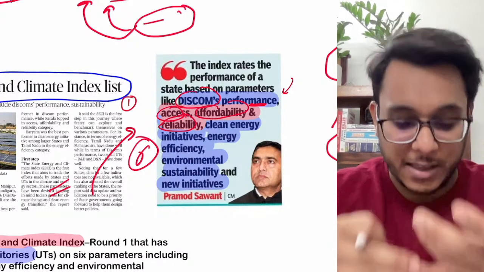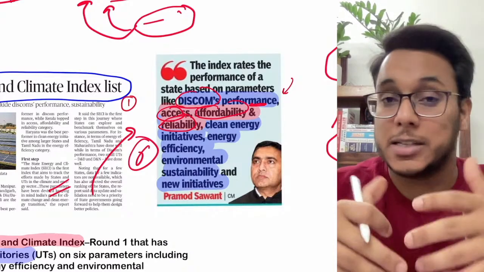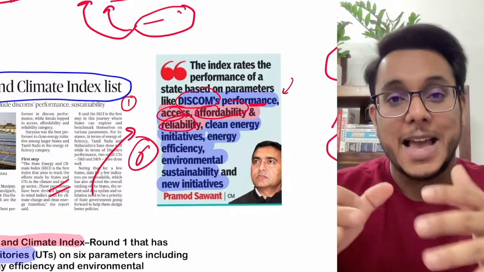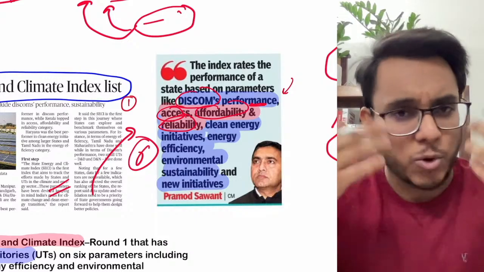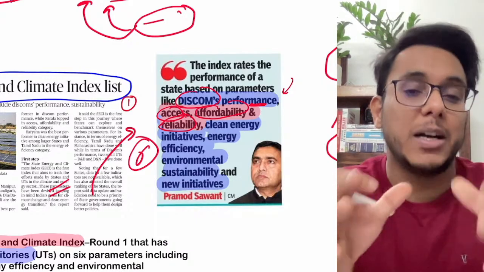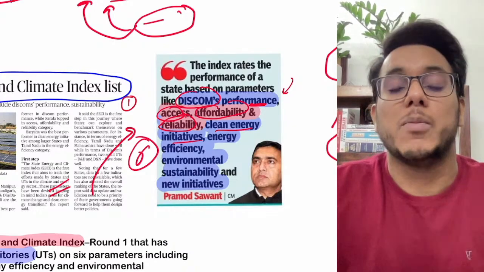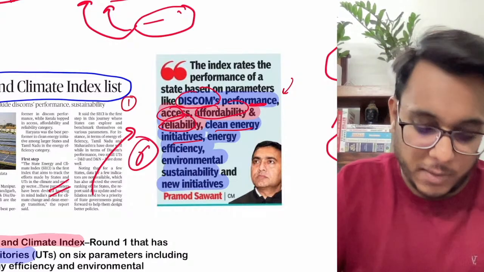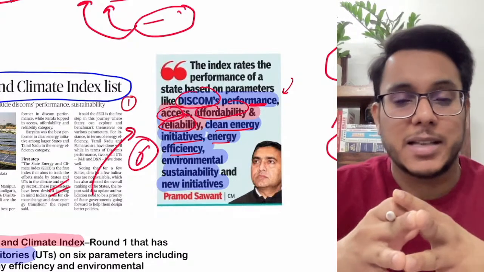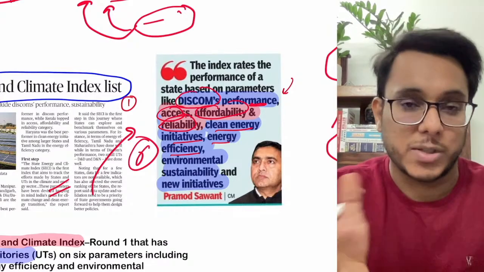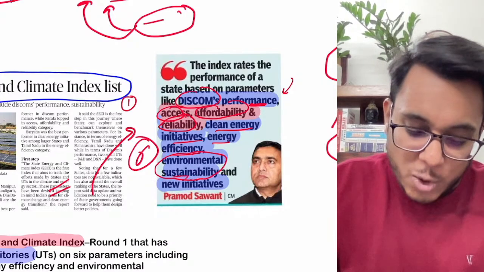Accessibility means whether everybody has a connection. Affordability means whether the electricity is affordable, not very expensive. And reliability means whether you are getting electricity throughout the day, or, let's say, out of 24 hours only 4 hours. So reliability also needs to be there. Then clean energy initiatives: whether renewable and solar energy initiatives are being taken or not. Energy efficiency, is it clear? Energy efficiency means how efficiently you use your resources to make energy out of them. And then environmental sustainability and new initiatives.